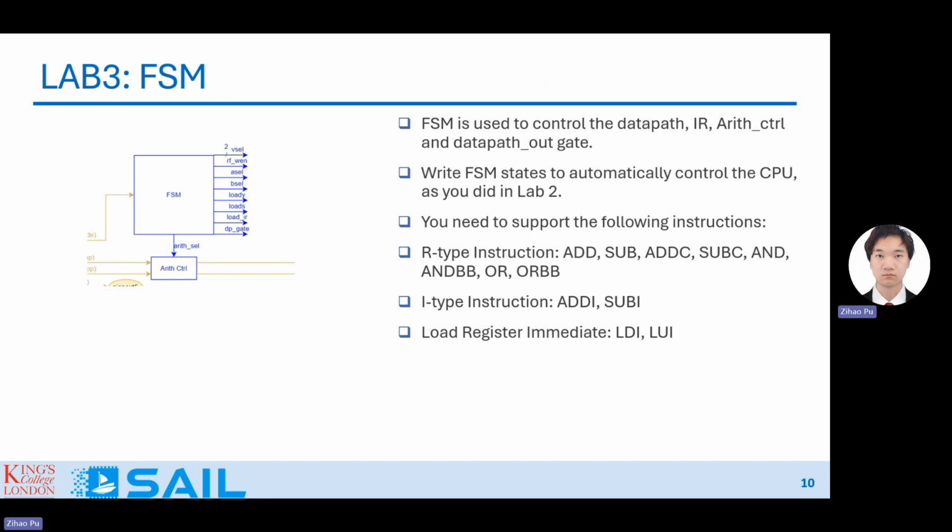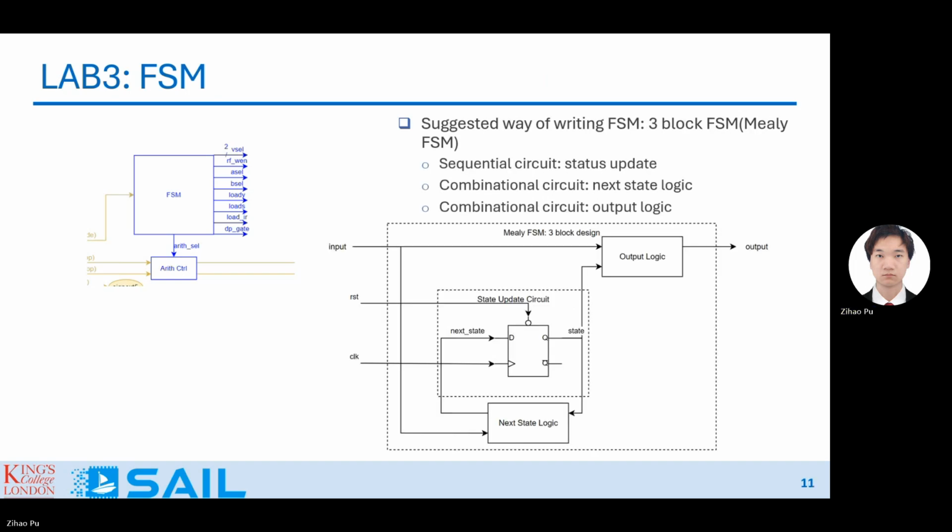While in the FSM, you write FSM states to automatically control the CPU, as you did in lab 2. So you need to support the following instructions: R-type instructions, I-type instructions, and the load register immediate instructions. And as Ali just covered in the early part of this lecture, you are going to write the FSM in the following way: you have the output logic, you have the next state logic, and you have the sequential circuit, which is the state update.